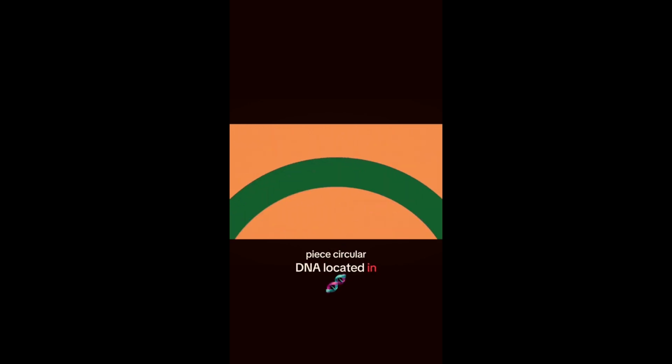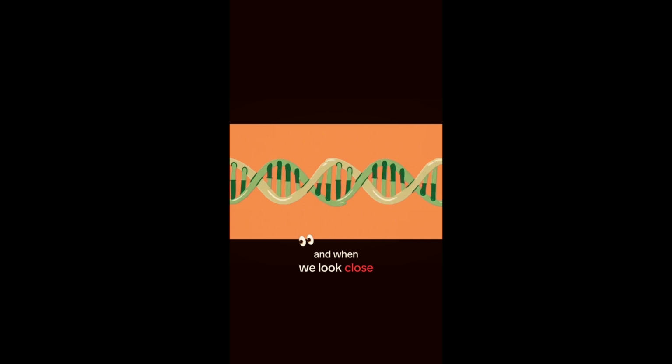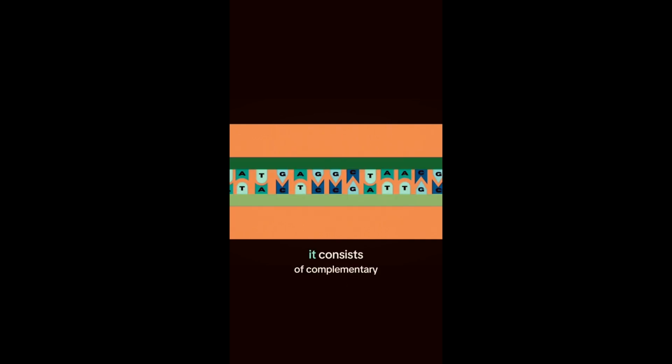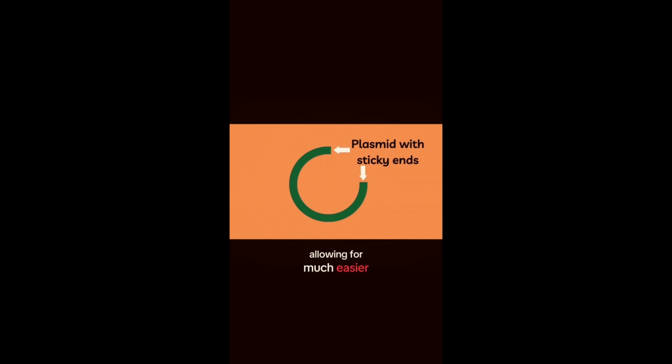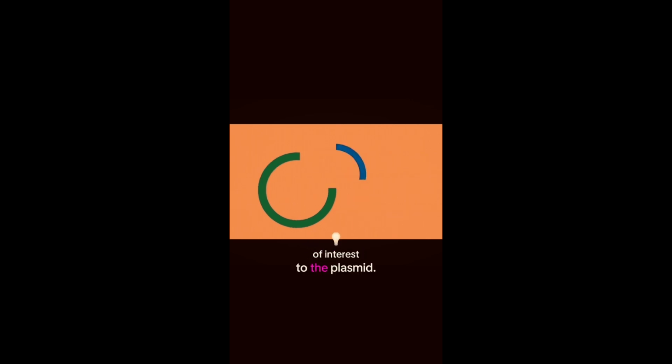This plasmid is a circular DNA located in the bacteria, and when we look closely at it, we can see that it consists of complementary DNA strands just like normal DNA. By using a restriction enzyme to cut the circular DNA at a specific point, one can create two sticky ends that are complementary to the DNA of interest, allowing for much easier binding of the gene of interest to the plasmid. Then, once the DNA strands of the gene of interest are bound to the two sticky-end plasmid DNA, ligase can be used to ensure proper binding.